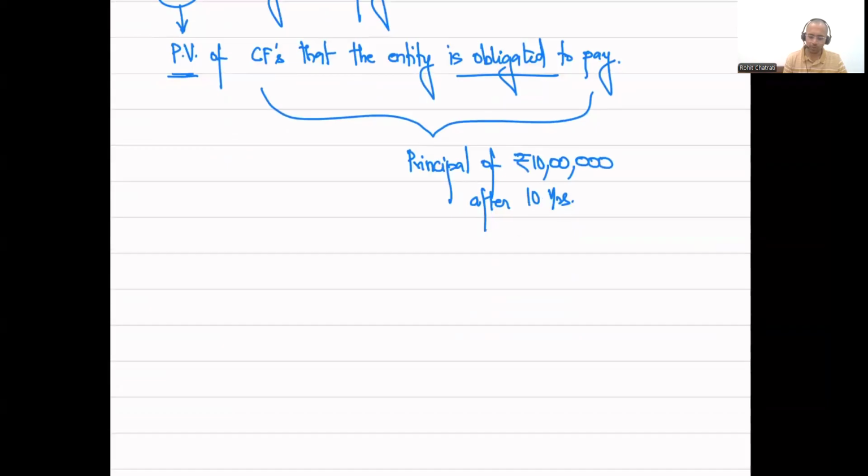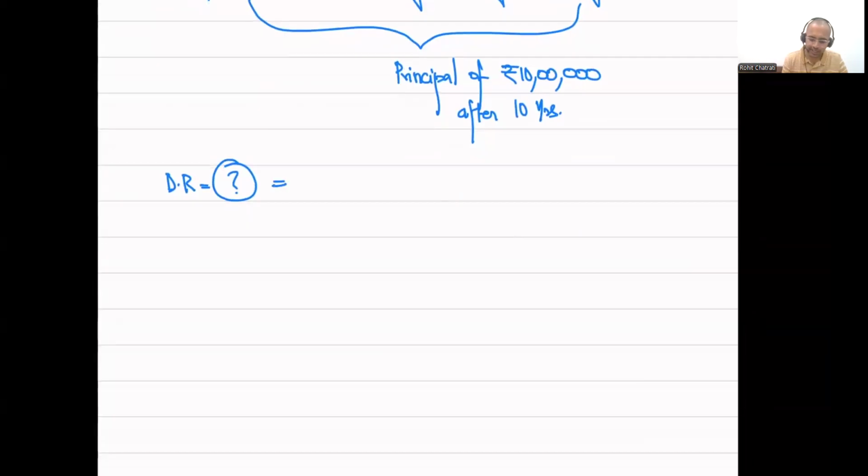Now the question would be, what should be the discount rate that I am supposed to use to take the present value? The discount rate is supposed to be the market rate of interest, which means what is the interest rate that X company would actually pay in the market?